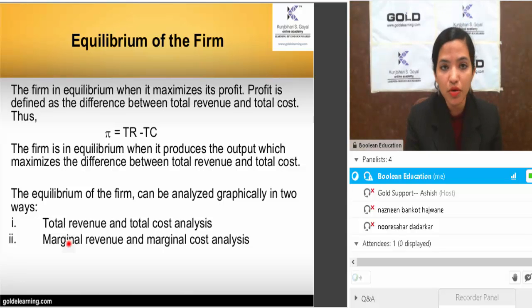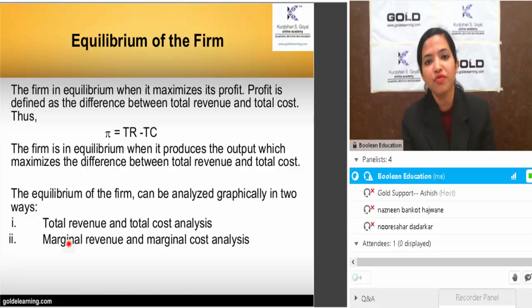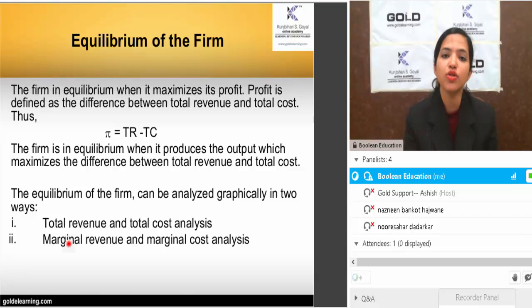The equilibrium of firm can be analyzed graphically in two ways, right? So graphically we will see how equilibrium of firm, which will be the point of equilibrium. In economics we show equilibrium in the diagram by writing capital E. Capital E stands for equilibrium, which is the condition which is optimum for firm. Yes, firm should keep on producing on this particular point, then they are doing good.